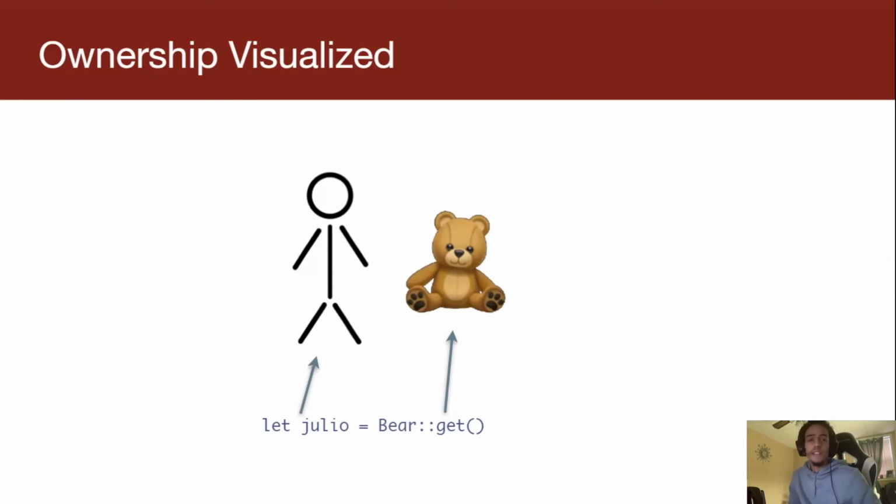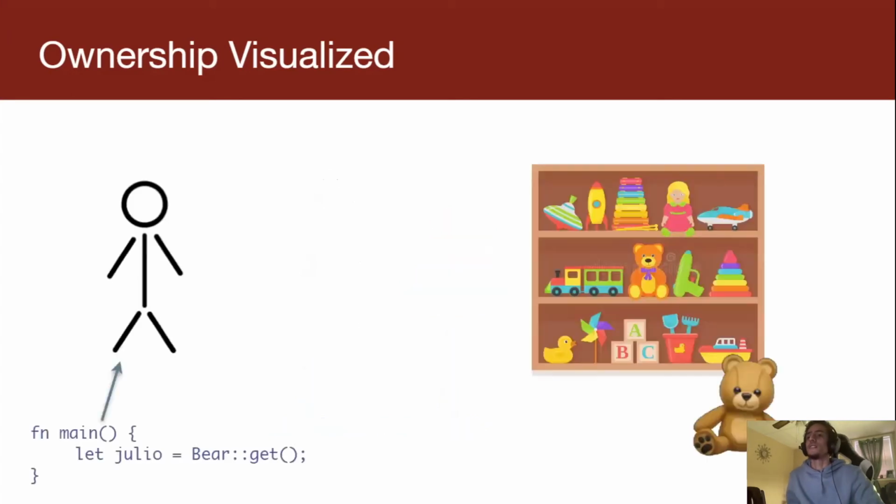And the first thing I want you to imagine when it comes to ownership in Rust is that every single variable, in this case julio, owns that bear. Like, this bear belongs to me and no one else, and I can do what I want with the bear. And specifically now, since I'm the owner of this bear, I am responsible to put this bear back.